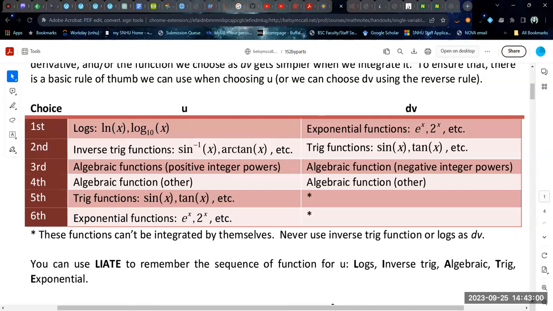Now, this is not necessarily going to mean that every combination, if you pick them in this order, will let you solve the problem. Combinations of log and exponential functions follow this rule of thumb, but they don't go anywhere. You kind of get stuck when you try to integrate with those. So this is a rule of thumb. It does not work 100% of the time, but it will work probably 99% of the time.